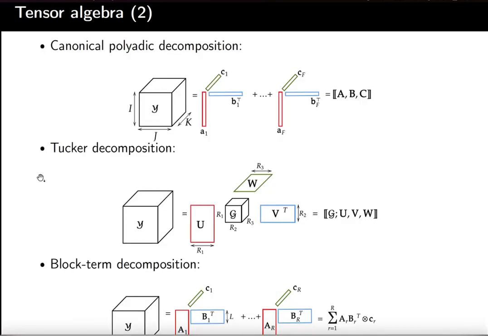Several low-rank tensor decompositions do exist, and just note that they have different rank properties and uniqueness results. The most popular ones are the canonical polyadic decomposition, the Tucker decomposition that is obtained from the higher-order singular value decomposition, and also the block term decomposition, which will be my decomposition of interest here.